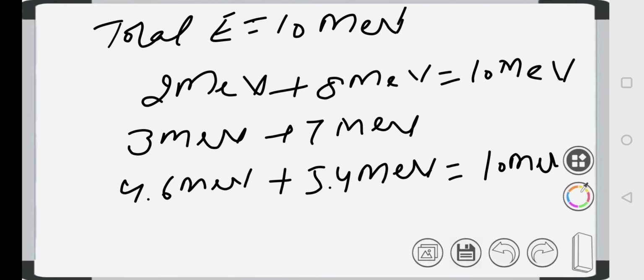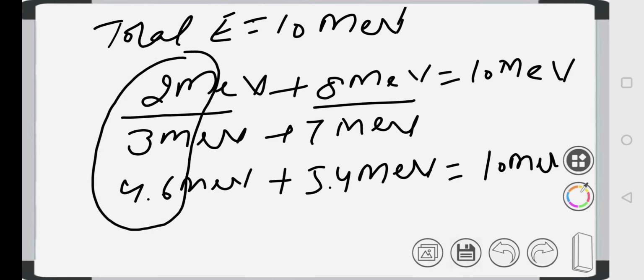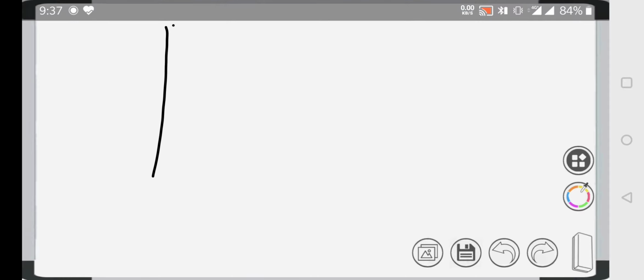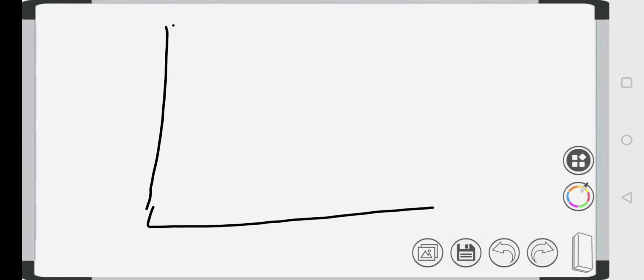So here we see that because energy is shared by these two particles, antineutrino and electron, the electron has the same nature. All the electrons have the same nature, but the energy is varying. Like here it is 2 MeV, here 3 MeV, 4.6 MeV. So the unexpected behavior of the curve, that is continuous curve, is just because energy is shared by the electron and the antineutrino particle. Now here is energy.